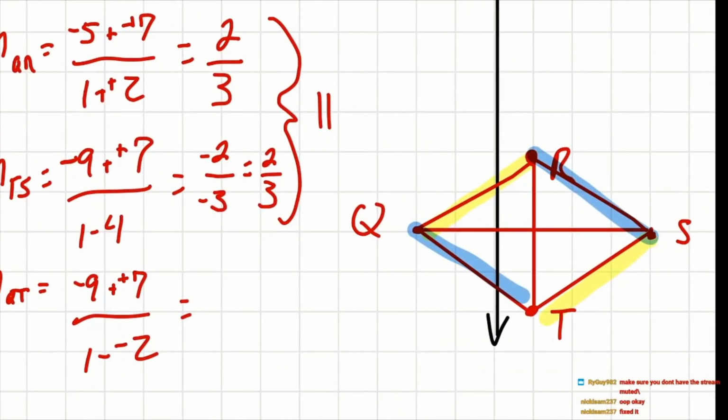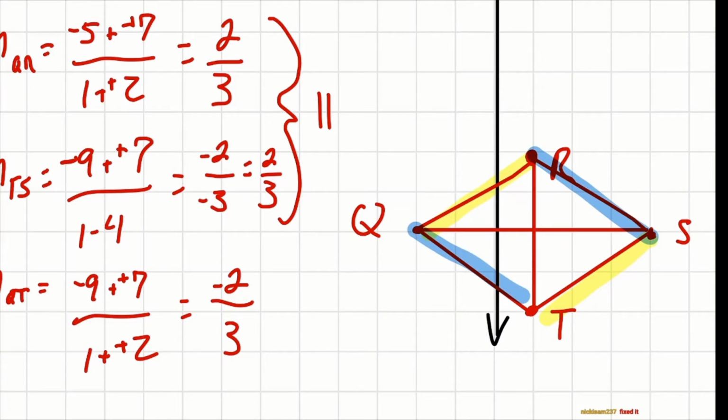Switch this to addition. We get -2 over, switch this to a plus, we get +3. So we get -2 over 3, very similar to the previous one. We can just double check that down to over 3, which is in fact correct.